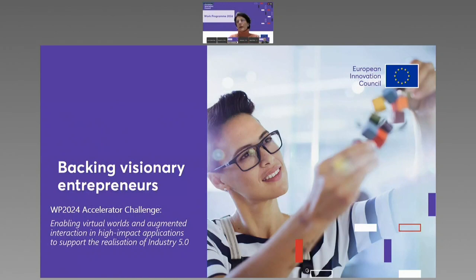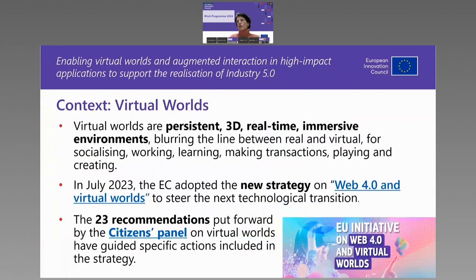I will start by giving the context for the virtual worlds. So what are virtual worlds? Virtual worlds are persistent, 3D, real-time immersive environments, really blurring the line between real and virtual. They can be used for socializing, working, learning, making transactions, playing, and creating.